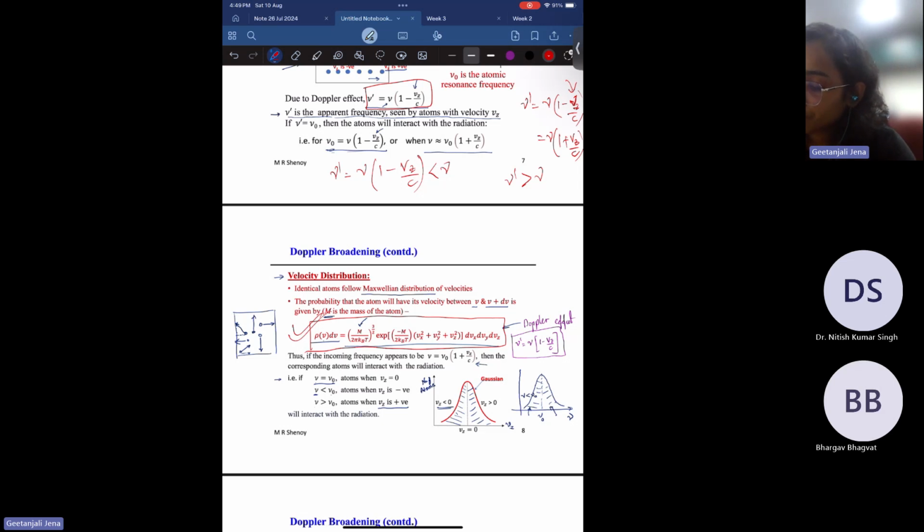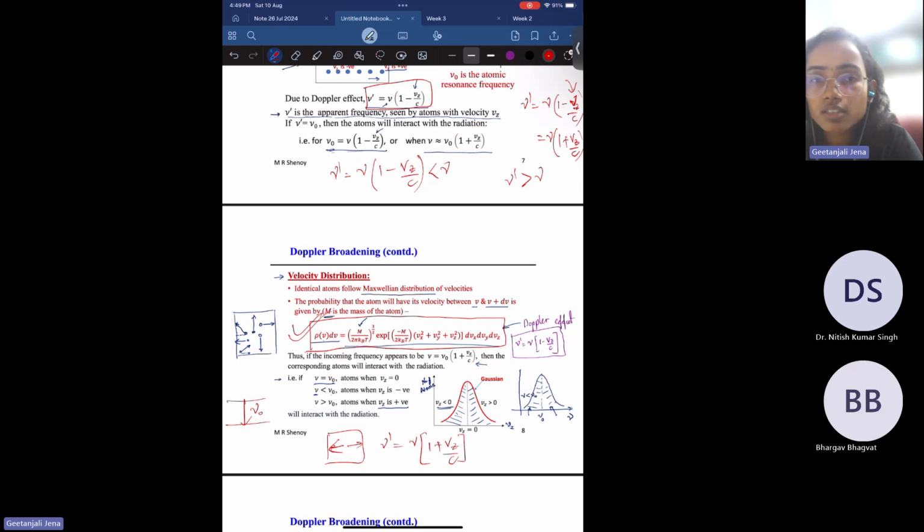Now, if you have this system where the atom is moving in this direction, the atom sees a frequency nu, which is nu 1 plus Vz by c, when it is moving in this direction, that is, Vz is negative. You know that the atomic resonance frequency is nu zero. It is a two-level energy system, and the atomic resonance frequency is nu zero. That means the atom will interact only when the frequency is nu zero, because it corresponds to the transition between two energy levels. So what will happen?